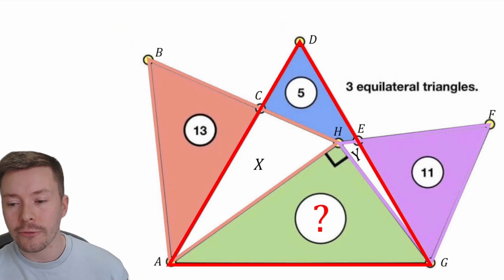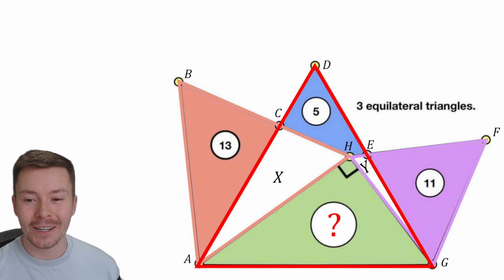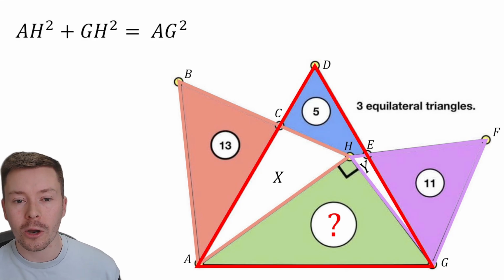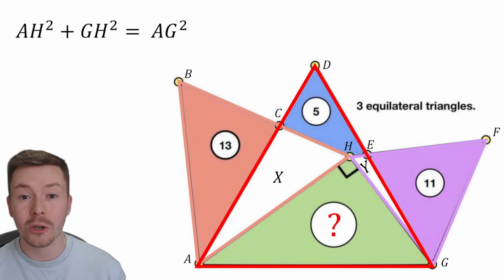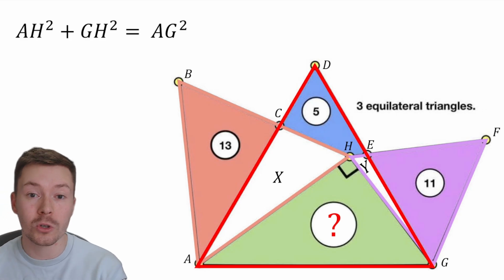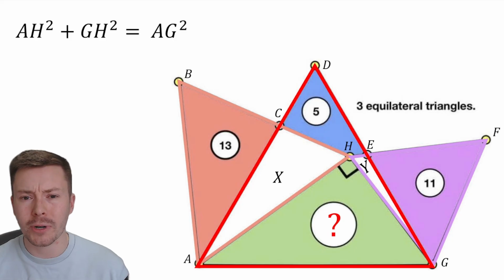Okay, so the first thing that we're going to do is make the diagram smaller, because then it's easier to get everything on the screen. And then from there, I'm going to look at this green triangle. By Pythagoras, I know that AH squared plus GH squared is equal to AG squared. So the sum of the squares of the two smaller sides of a right-angled triangle is equal to the square of the hypotenuse. Okay, that's pretty straightforward.